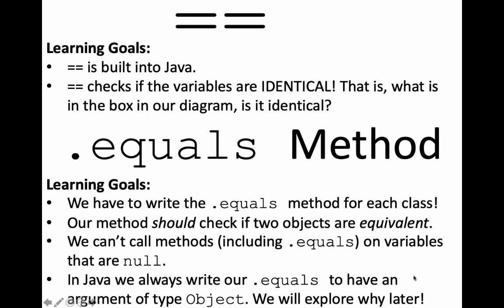And the dot equals method is something that people who are writing a class that they provide, it should check if two objects are equivalent. So they might not be literally the same object, just equivalent. And this isn't specific to dot equals, but we can't call methods on variables that are null. We can't say null dot something. And that last piece is that we're always going to write our dot equals method to take in an argument of type Object. And that'll allow the classes that we write to work a little bit better with some of the Java built-in library classes.